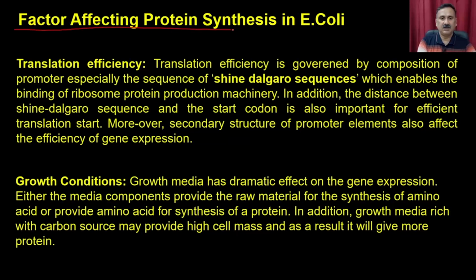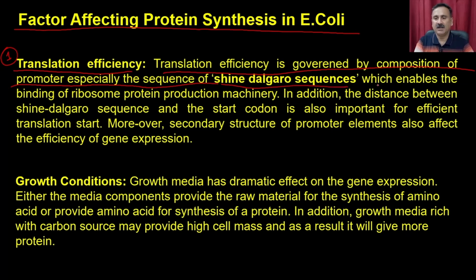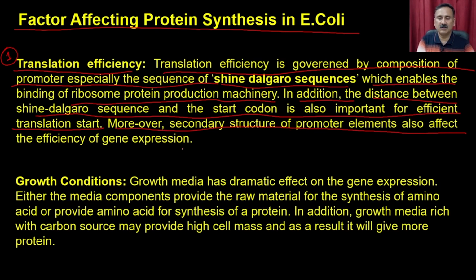Now there are many factors which decide the protein production in the E. coli expression system. So, factors affecting protein synthesis in E. coli. First is the translational efficiency. Translational efficiency is governed by the composition of the promoter, especially the sequence of the Shine-Dalgarno sequence, which enables the binding of the ribosome, the protein production machinery. In addition, the distance between the Shine-Dalgarno sequence and the start codon is also important for efficient translation. Moreover, the secondary structure of the promoter elements also affects the efficiency of gene expression.